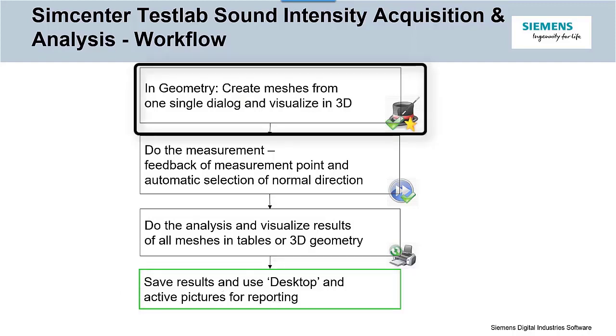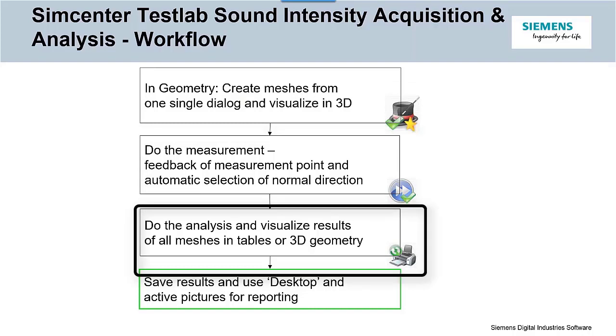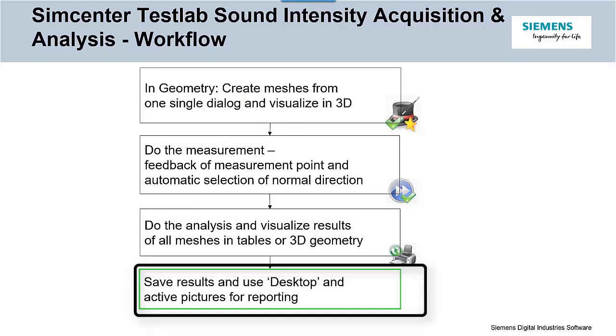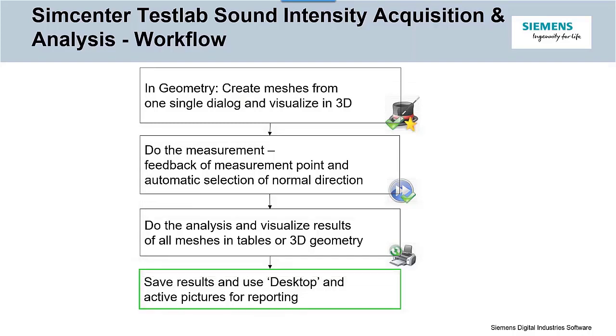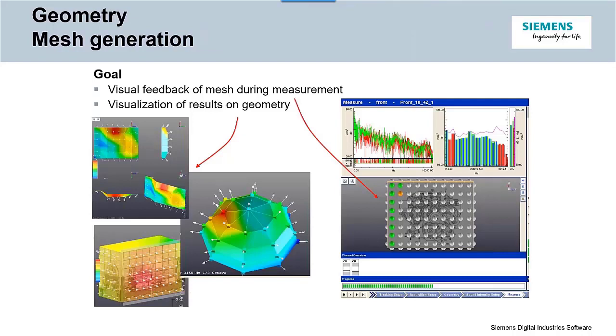So first you generate a geometry, next you go to the testing, then you go to the analysis, and finally you can generate the report to visualize the results. Okay, so let's take a closer look at all of them. First is the geometry mesh generation. That is the first step.